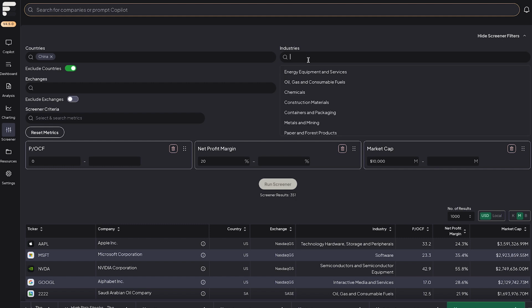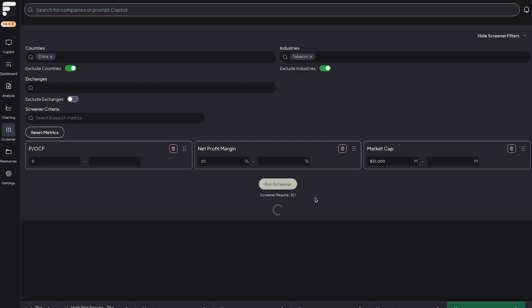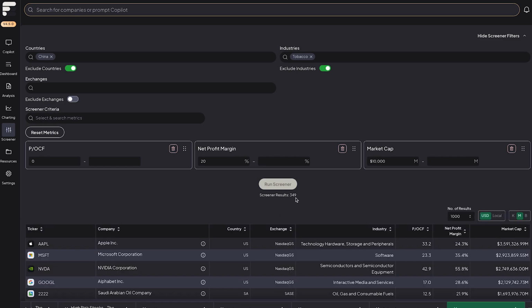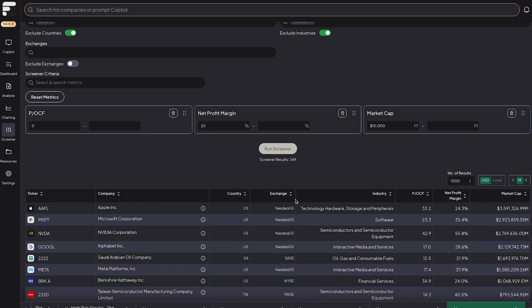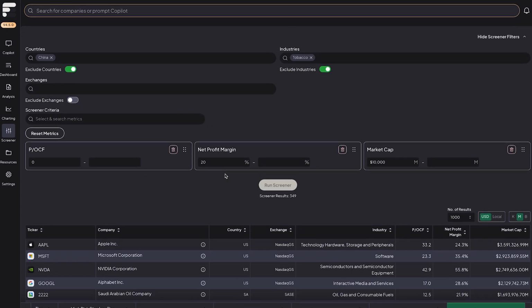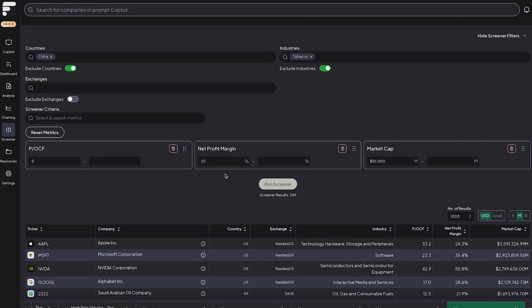And if I also wanted to exclude tobacco companies, as an example, then I can do that, and I can press run screener, and that comes down as well. So the screener is really good, and there's lots of different screens that you can have, so you can make your own tabs for different screens, and this should hopefully help you with searching for new stocks.